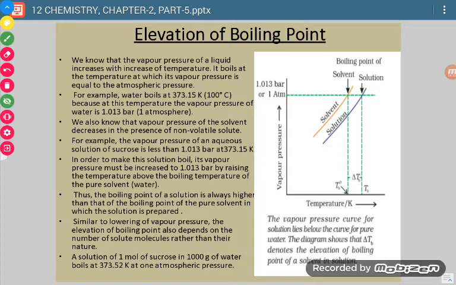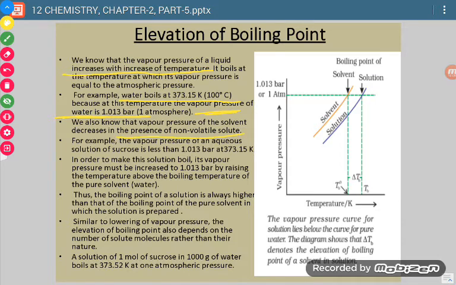Now see, what we know till now is that the vapor pressure of a liquid increases with increase in temperature. This is known to us. Water boils at this temperature because at this temperature, according to the definition, the vapor pressure of water becomes equal to atmospheric pressure. Now we also know that the vapor pressure of a solvent decreases in the presence of a non-volatile solute. This we have done earlier, that when we add some non-volatile solute, its molecules come on the surface, and so the vapor pressure decreases.